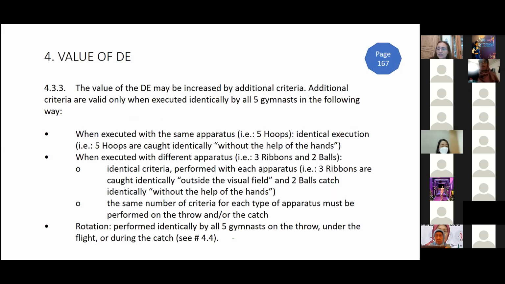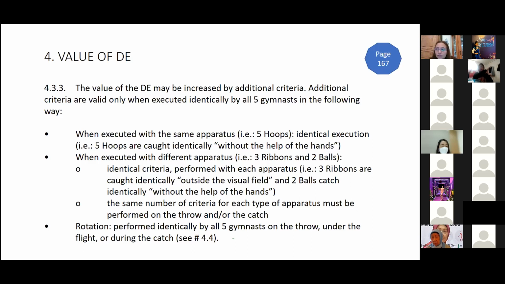We can have additional criteria that increase the value, but only valid if executed identically by all 5 gymnasts in the following way. When executed with the same apparatus, example 5 hoops. What does identical execution mean? All 5 hoops are caught without the help of the hands. So if I want to increase the criteria, all 5 gymnasts must perform identical execution criteria, same apparatus.